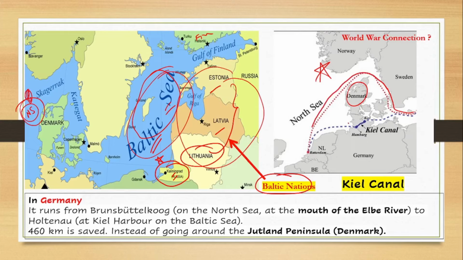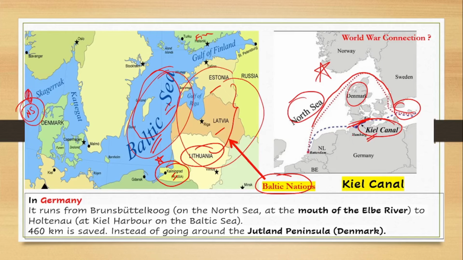But what if we can build a canal here? That is where the Kiel Canal comes into the picture. Now what is this Kiel Canal? It is a canal made connecting the North Sea and the Baltic Sea. In future, you can get a question asking which of the canals connect the Baltic Sea and the North Sea. It is the Kiel Canal.